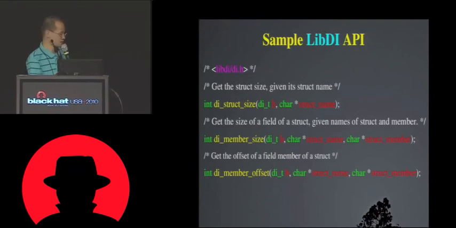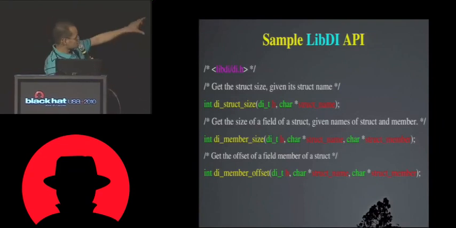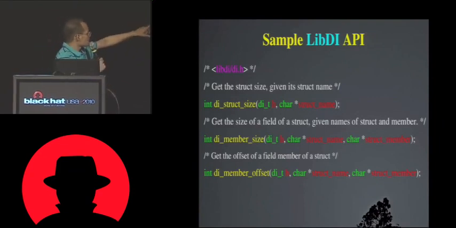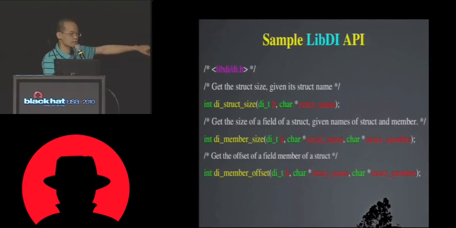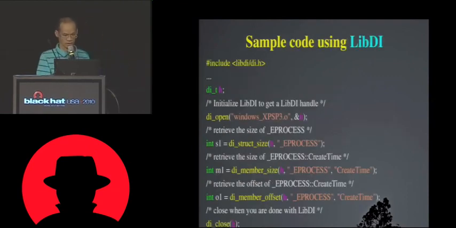So here's a simple API for libdi. You can see that there are three functions. The top function gets the structure size: just give it the structure name. The second function gives you the size of a member inside a structure: just give it the structure name and the structure member name. The last function gives you the offset of that member, given the same information, structure name and structure member.